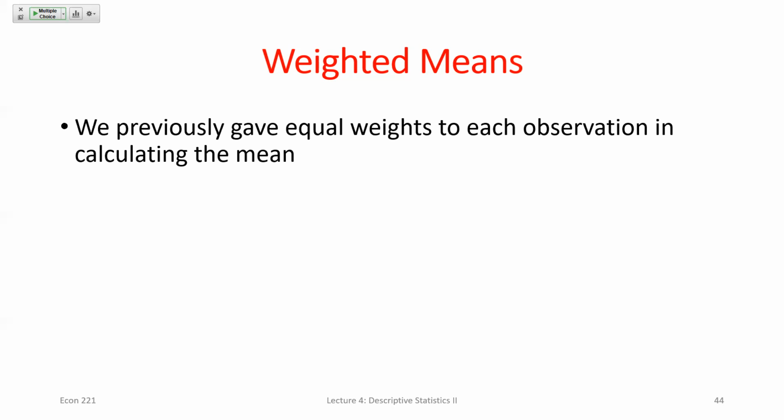So up to this point, we've been lucky enough to have data where we can see it at the individual level, right? Where each observation should be treated the same. Every individual carries the same amount of weight. But what if we had group data, right?